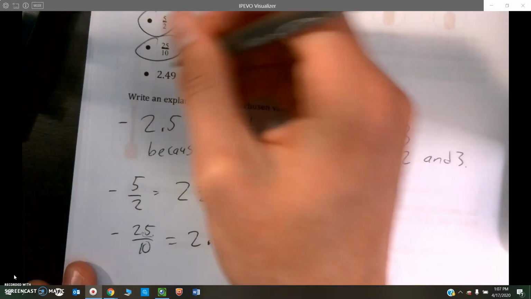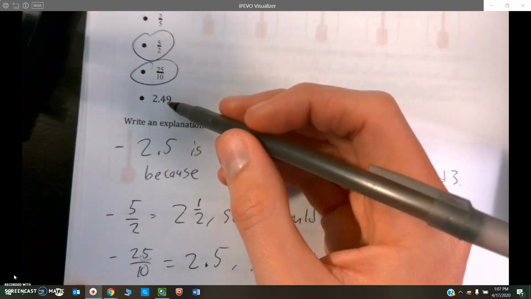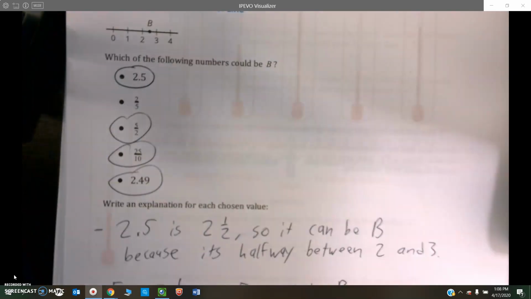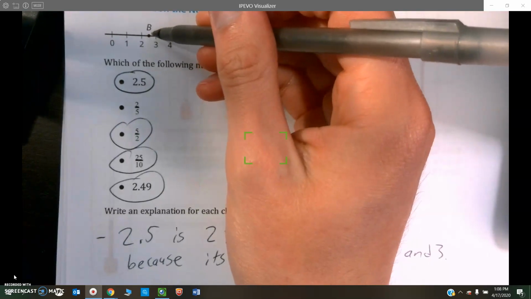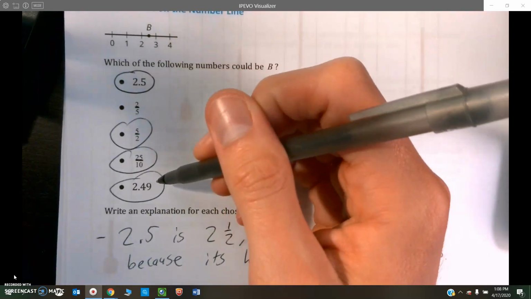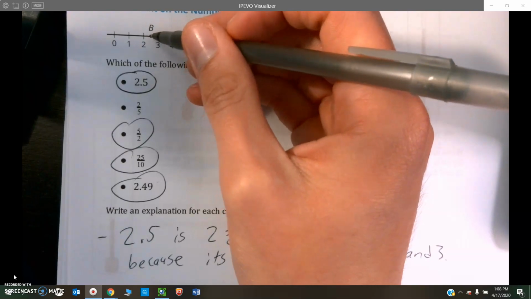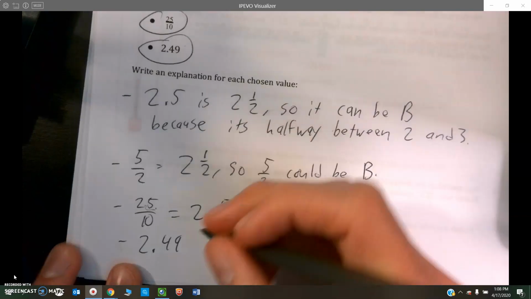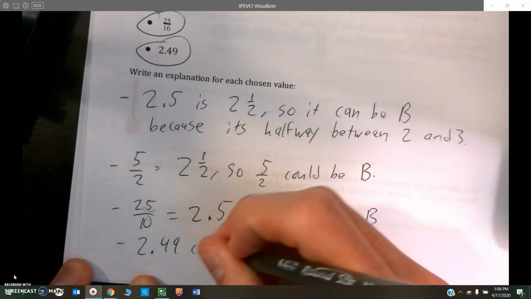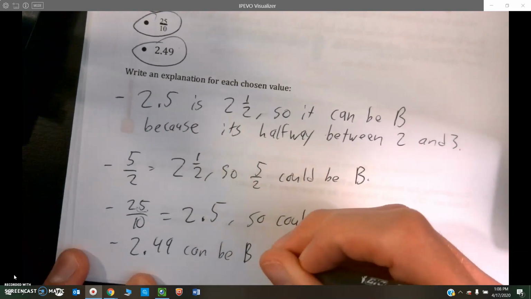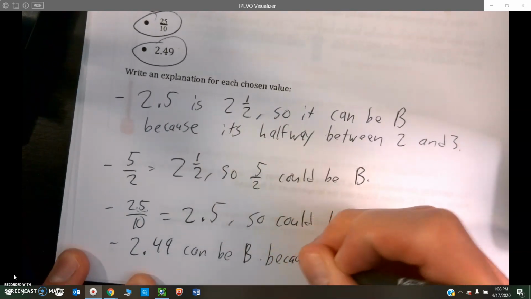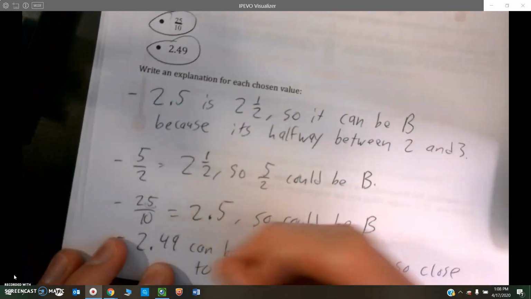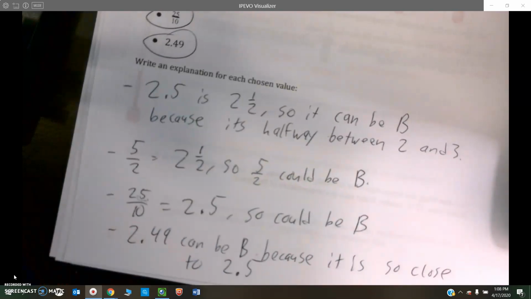And 2 and 49/100, that's literally so close to 2 and 5/10, and we can't really tell if that's exactly halfway. It might be 1/100th to the left. So we're going to say that 2 and 49/100 can be B, because it is so close to 2 and 5/10. Okay.